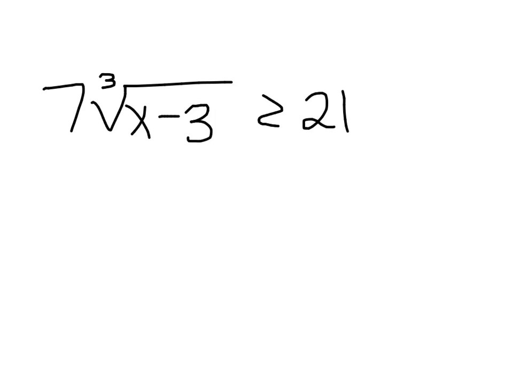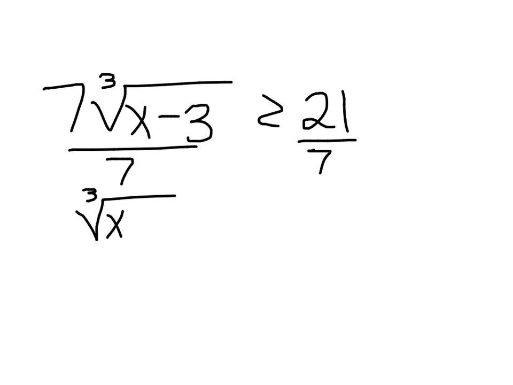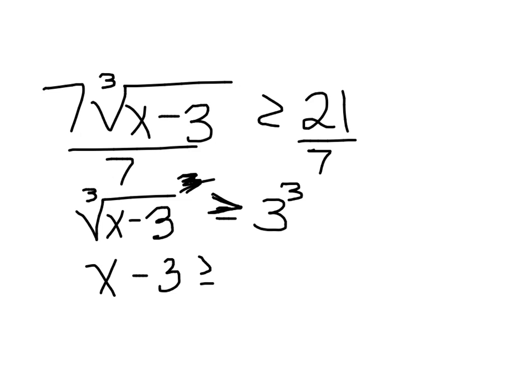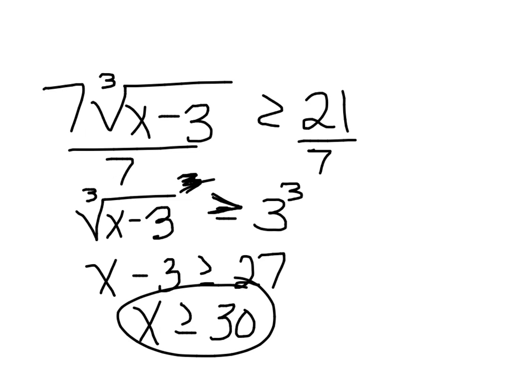So solve for x. What do you do? Divide by 7. What's 21 divided by 7? 3. Cube it. And what is 3 cubed? 27. Then what? What's 27 plus 3? 30. So far, so good? Okay.